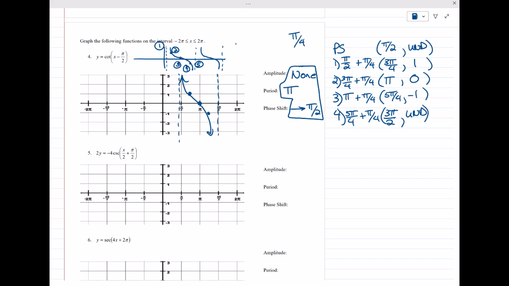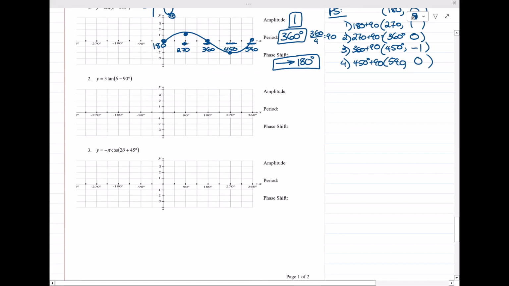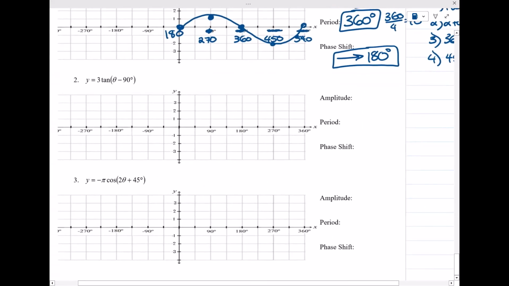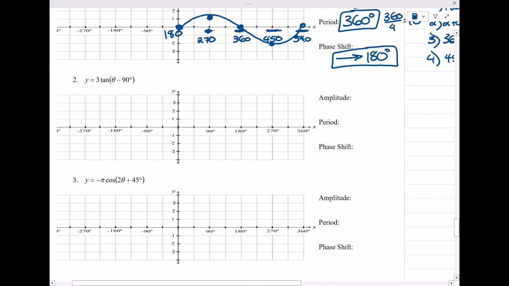Okay. Let's try another. How about when you guys do number 2? I'll give you a minute, see if you could do that on your own. At least just get the amplitude, period, and phase shift, and then we'll figure out the rest together. Anyone need the sign-in sheet?